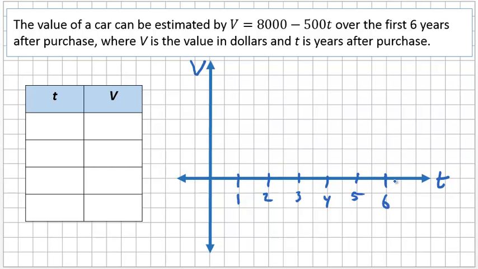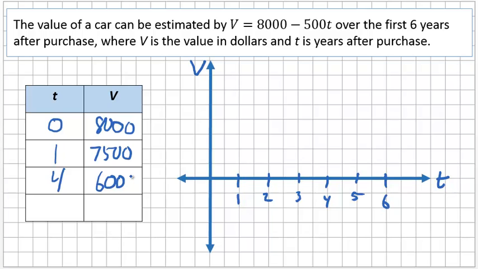Now for the vertical, we probably better get some idea what our output values look like to figure out how to graph this. So if t is 0, 8,000 minus 0 is 8,000. If t is 1, 8,000 minus 500 times 1 is 8,000 minus 500, which is 7,500. Oops, I forgot a 0 there. Let me jump a few more out. Let's maybe do 4. If t is 4, 500 times 4 is 2,000. 8,000 minus 2,000 is 6,000.